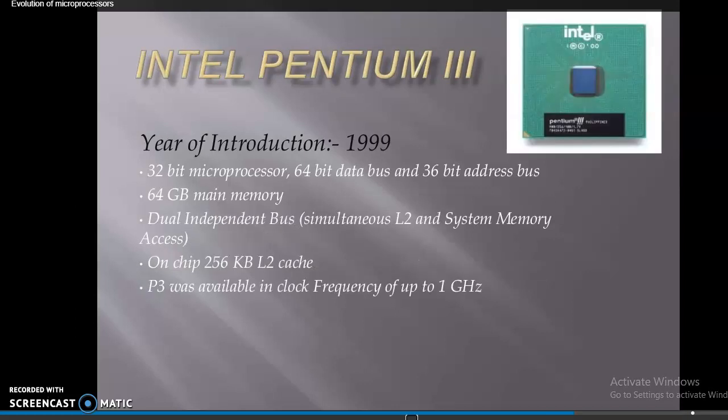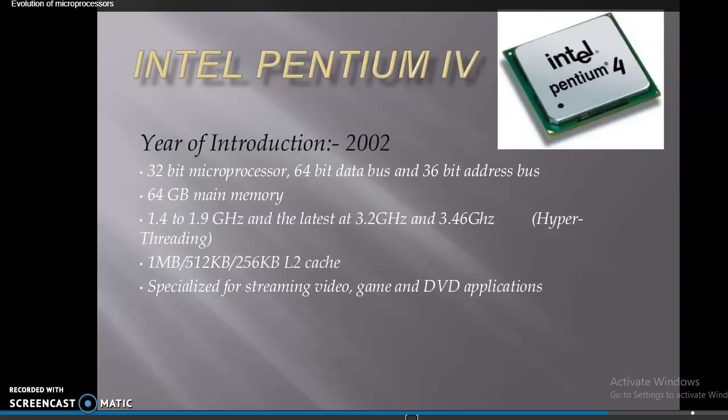Next, Intel introduced the Intel Pentium 3 in the year 1999. It is also a 32-bit microprocessor. It is also called P3. It was available in clock frequencies up to 1 GHz.